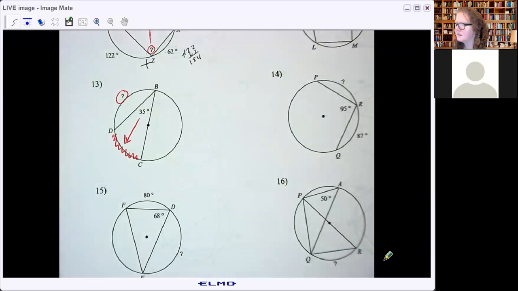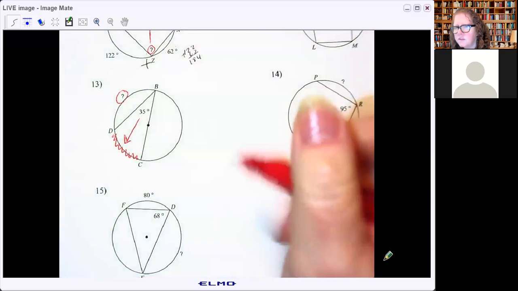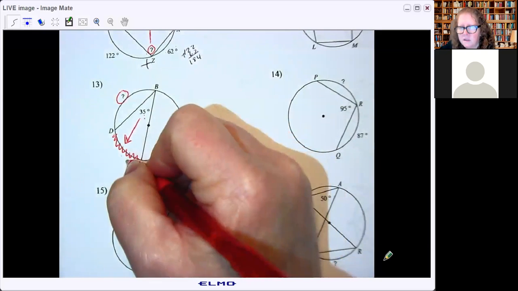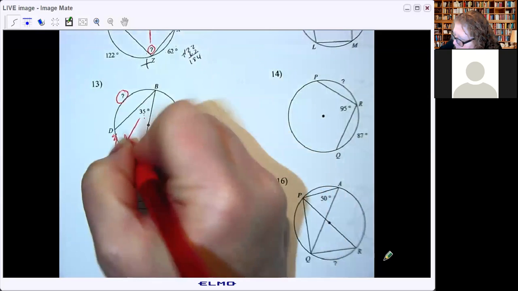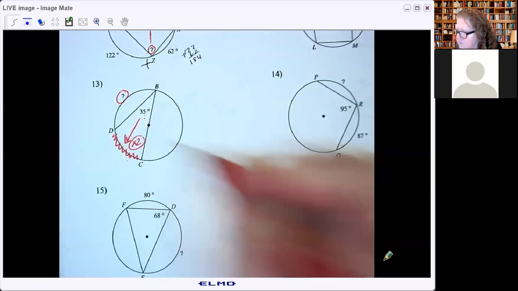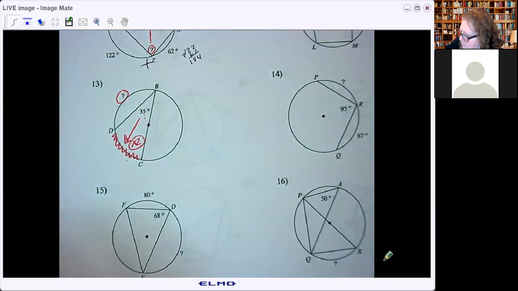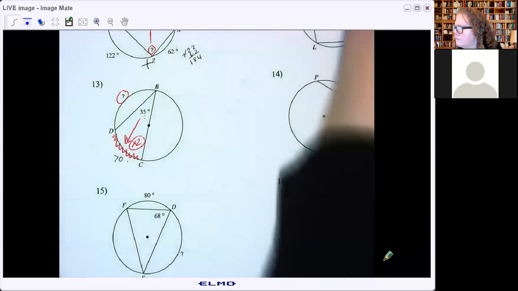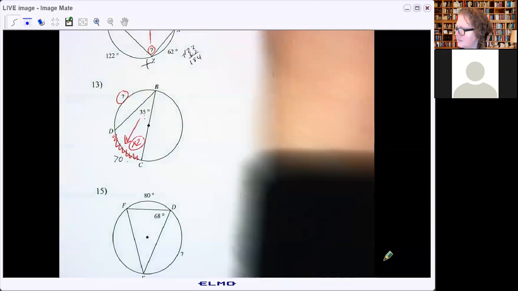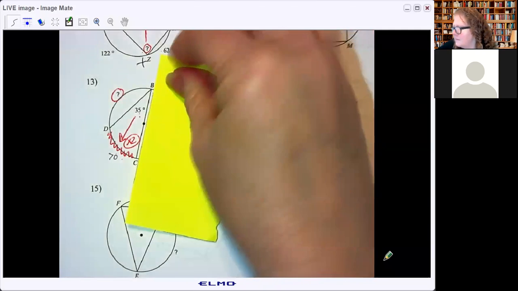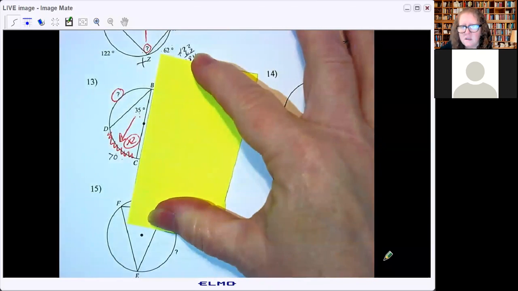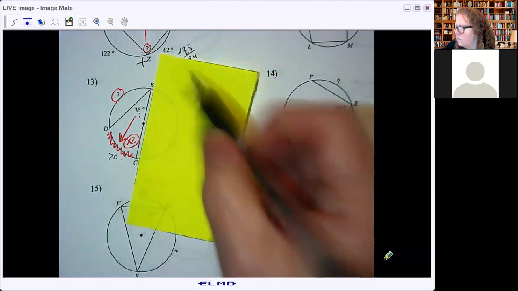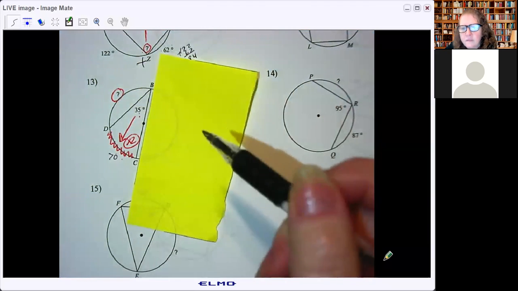Okay. So this one, most of you have it correct. If we're going from smaller to bigger, we're going to multiply by 2 to get that. So this number would be 70. But remember, that's not the one we're asked to find. We're asked to find the other one. But we know because of the diameter, what's the value of the big arc? Anybody?